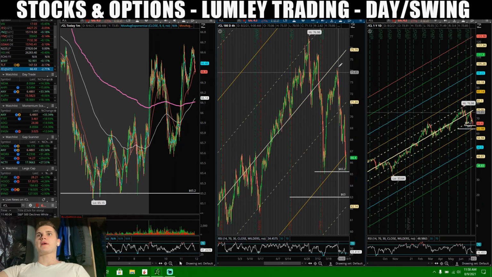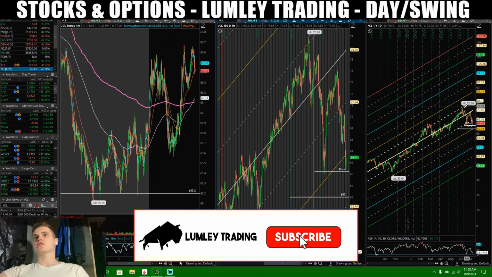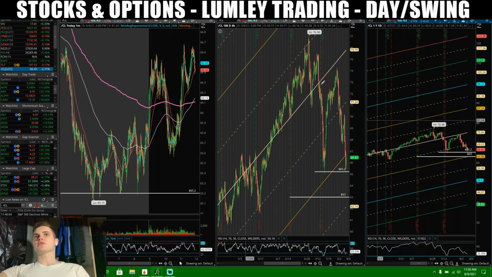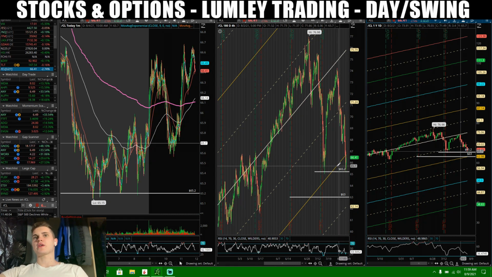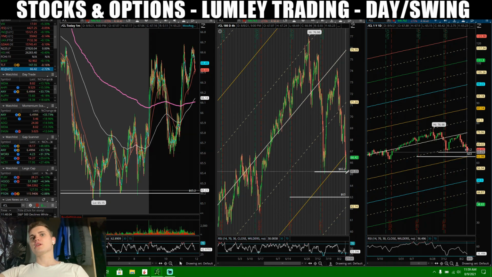Then it pulled back. We basically came back to the mean. We did touch the mean on the daily. And now we're continuing the downtrend, which is usually what will happen. We're starting to bounce off this 65.20 level again. However, we will most likely break through this lower.